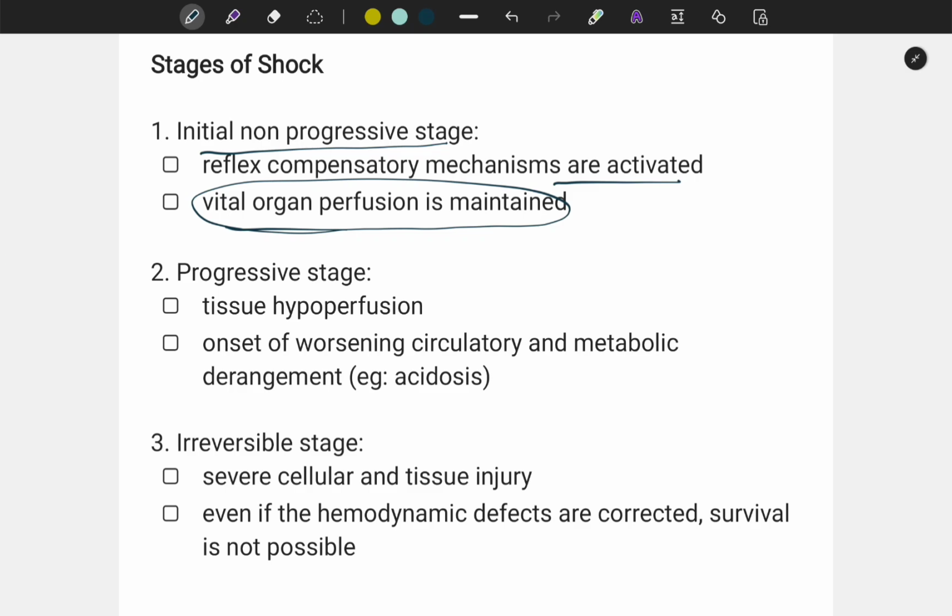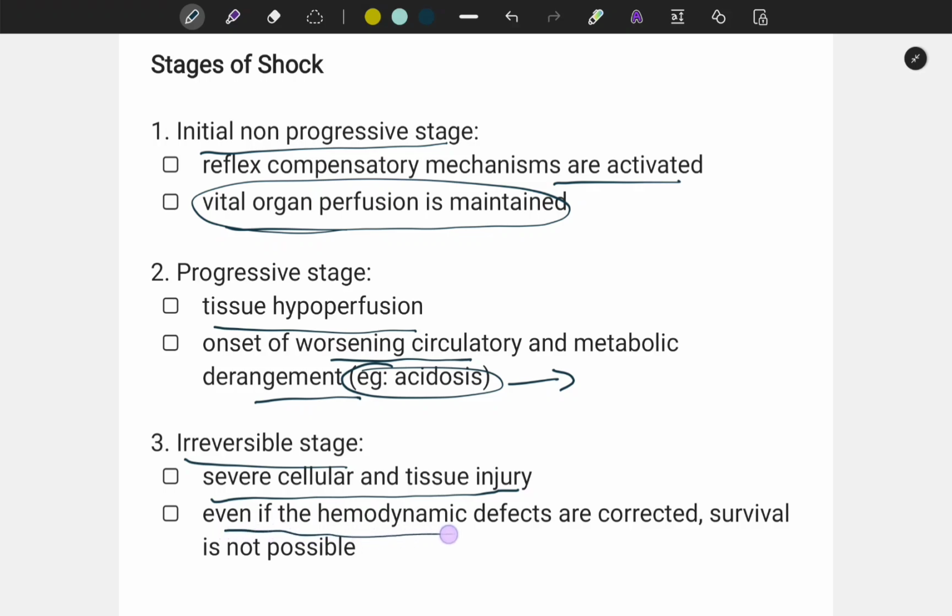Second is progressive stage in which there is tissue hypoperfusion and there is onset of some worsening circulatory and metabolic derangement such as metabolic acidosis, but still we can improve this condition through fast treatment. And the third is irreversible state, where there is severe cellular and tissue injury, and even if we treat this hemodynamic defect, the severity of cellular and tissue injury is so severe that survival is not possible.